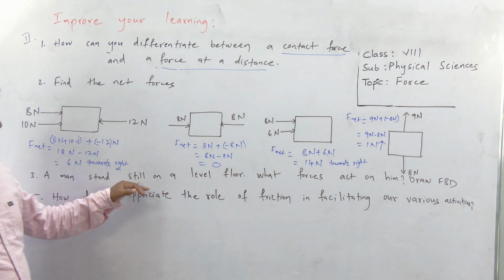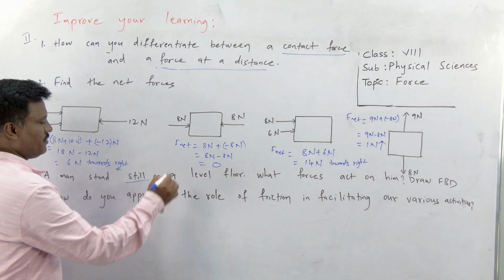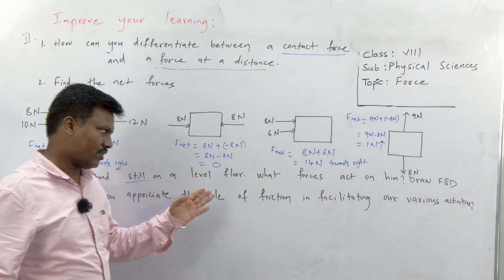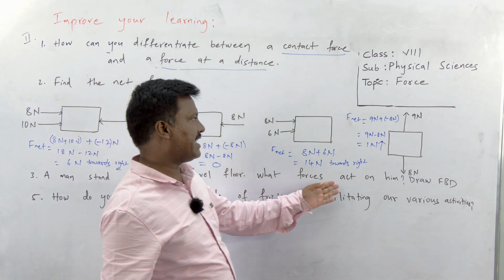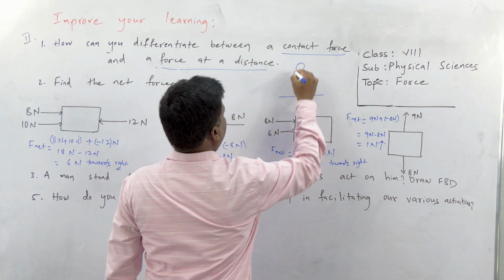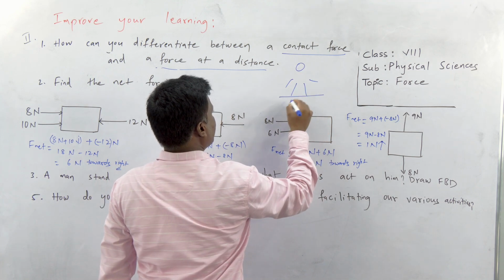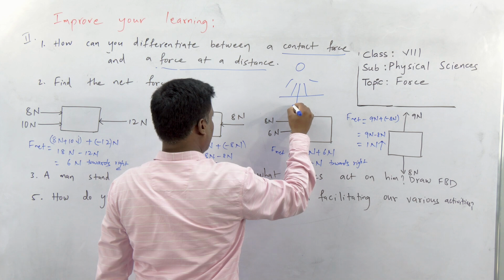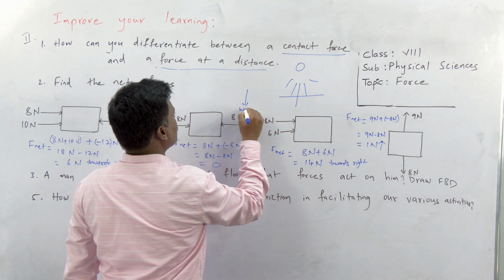A man stands still. Still means rest on a level floor. What forces are acting? Draw the free body diagram. A simple idea. This is the floor. A man is standing this way, right? Here, simple idea, one is gravitational force.